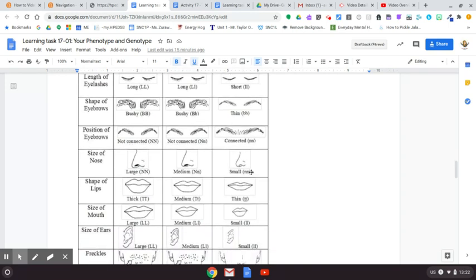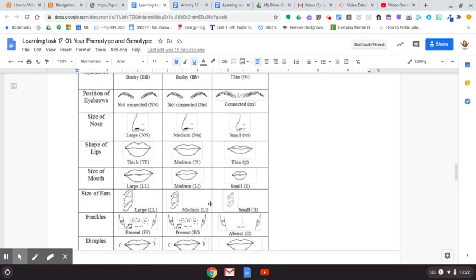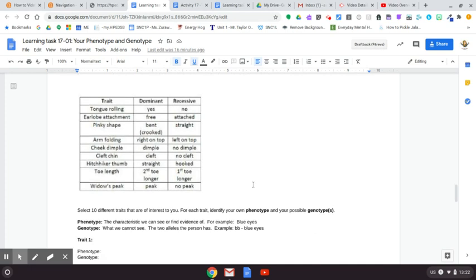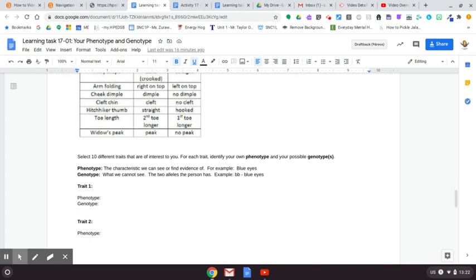So lots of different traits here that you can go through. I gave some more here too, like whether you can roll your tongue is dominant. So if you can roll it, then it's dominant, so it could be big T, big T, or big T, little t. And if it's recessive, it's got to be the little trait, so it'd be little t. Okay, so hopefully that kind of makes sense.